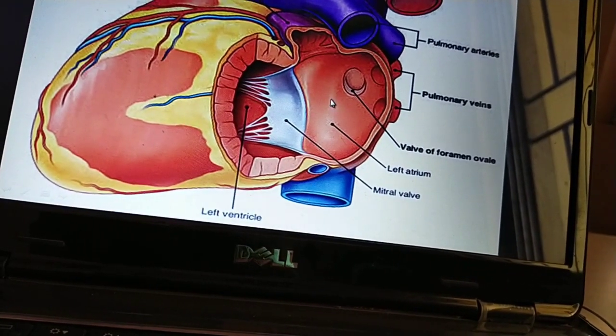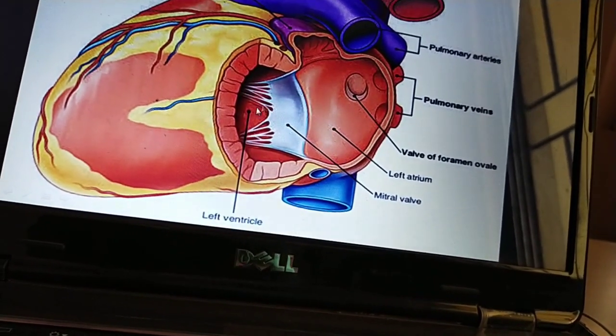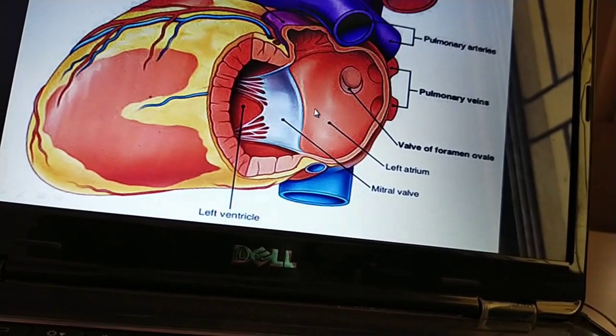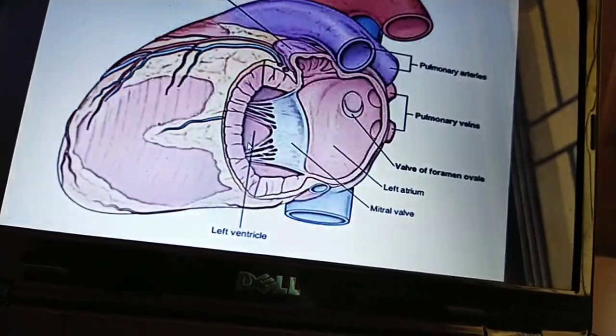And the left atrium pushes the blood to the left ventricle through the bicuspid valve of the heart, or atrioventricular valve.